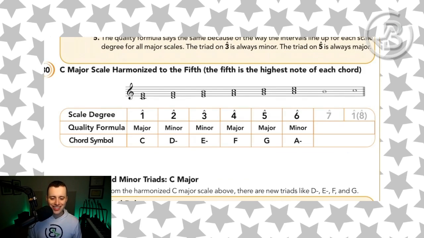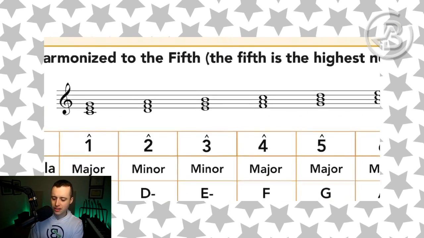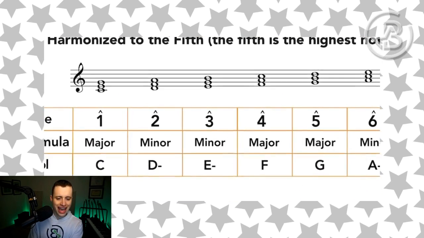In this lesson, we're doing a deep dive into unpacking the C major scale harmonized to the fifth, which means that the fifth is going to be the highest note of each chord. So let's start by looking at our scale. We have scale degree 1, 2, 3, 4, 5, and 6 from a C major scale. Sure enough, C, D, E, F, G, and A.